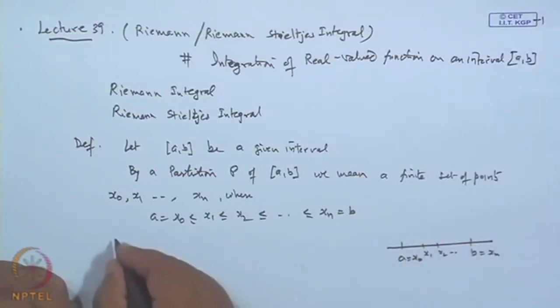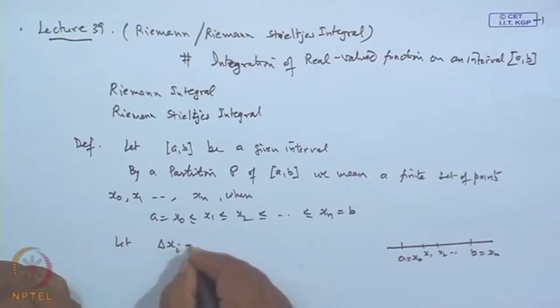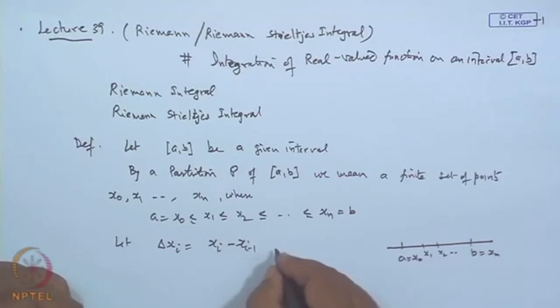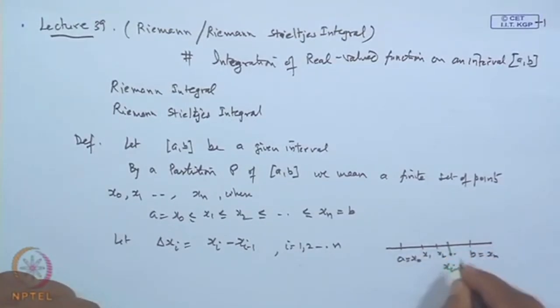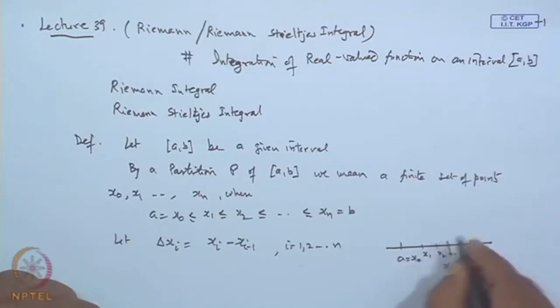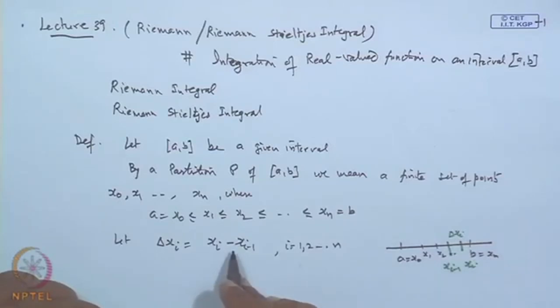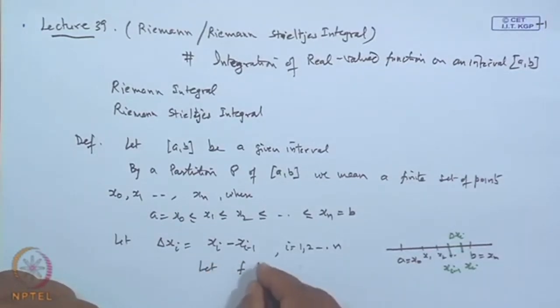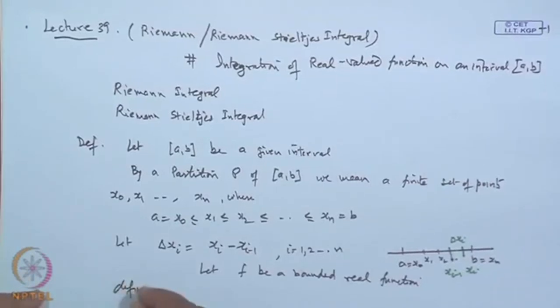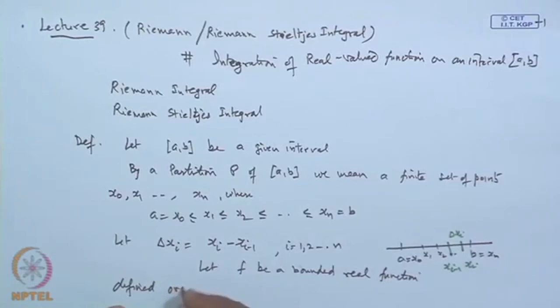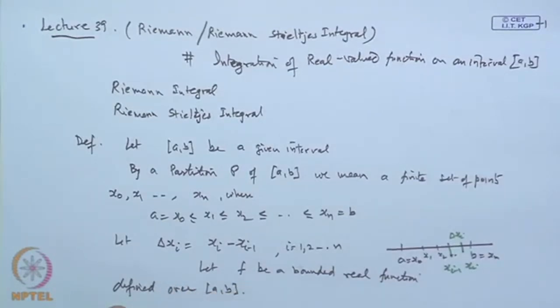Okay. So let delta x I stand for x I minus x I minus 1, where I varies from 1 to n. Suppose we have this point x I minus 1 and this is x I. So this interval we are denoting as delta x I. Now let f be a bounded real function defined over the interval a b.